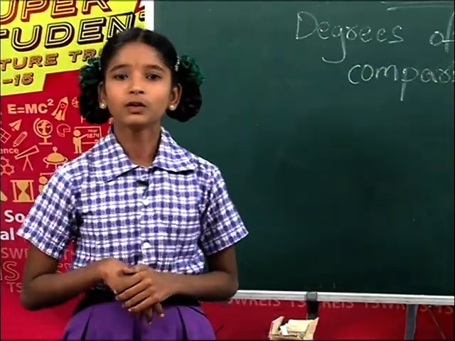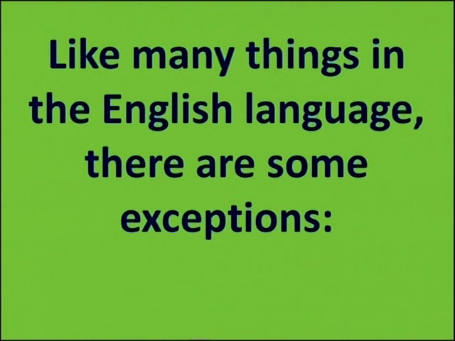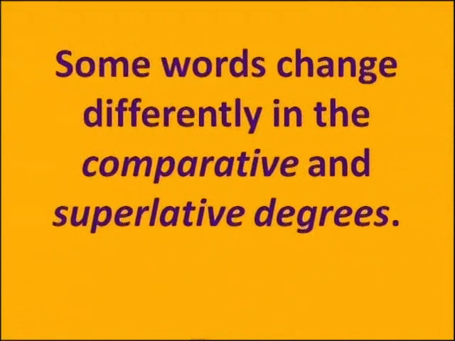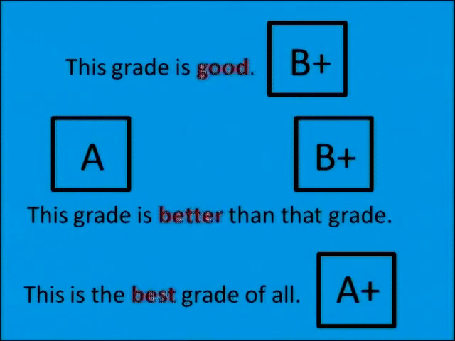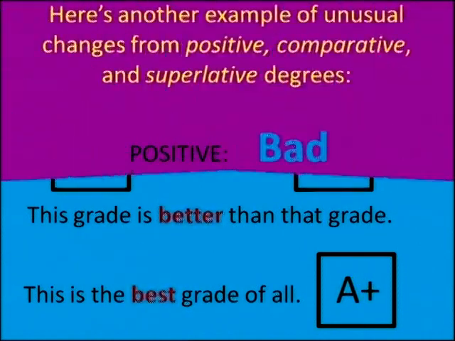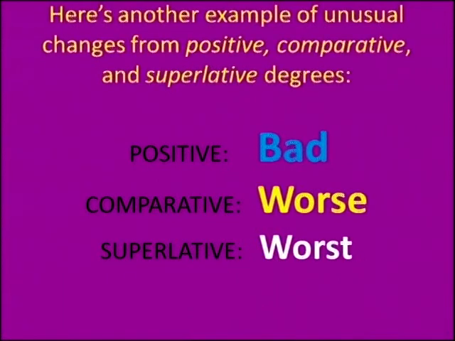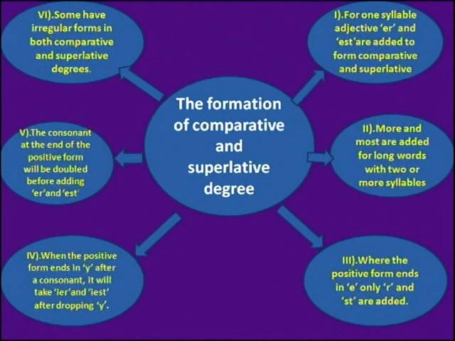Okay friends. Now, like many things in the English language, there are some exceptions. For example, see here, some words change differently in both comparative and superlative degrees. Let's consider the word good. Good, better, best. Now, I show these words in sentences, children. See here, this grade is good, this grade is better than that grade, this grade is the best of all. Now, here's another unusual change in comparative and superlative degrees. Bad, worse, worst. Now, friends, we are going to learn how to form the comparative and superlative degrees.